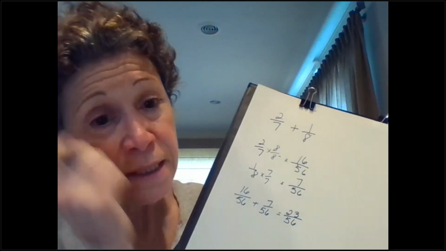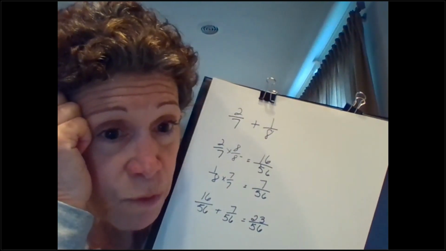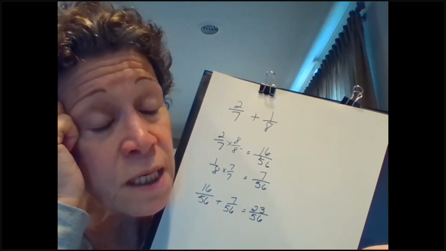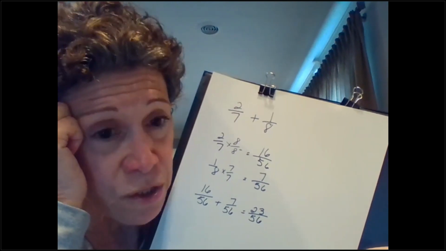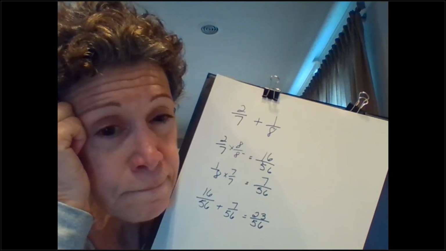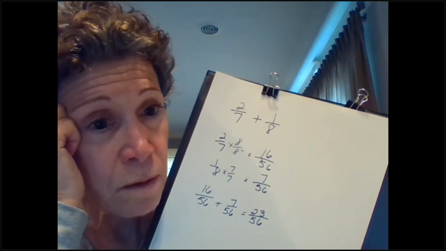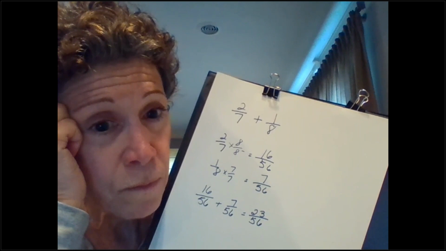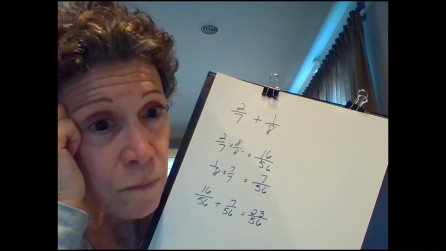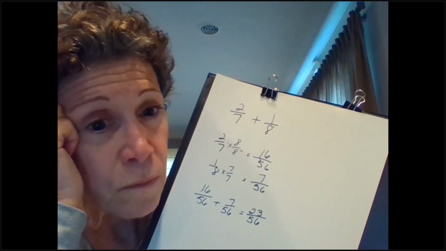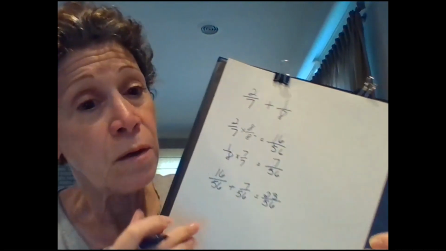Now, the next step is to decide whether this can be simplified, put into lower terms. So the question is, is there a common factor in 23 and 56? I don't know. I think no, because 23 is an odd number, and I don't think there's a factor that goes into 56 and 23 except one. Except one, you're right.